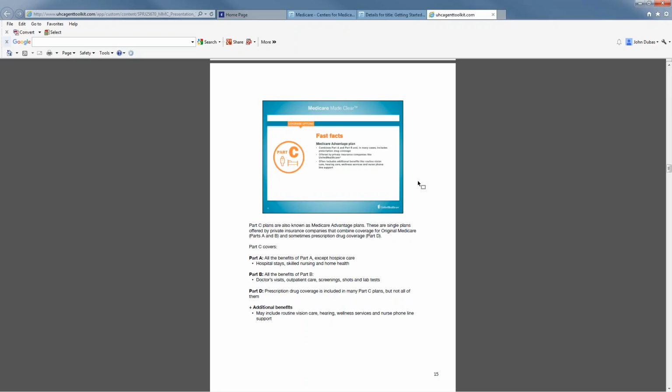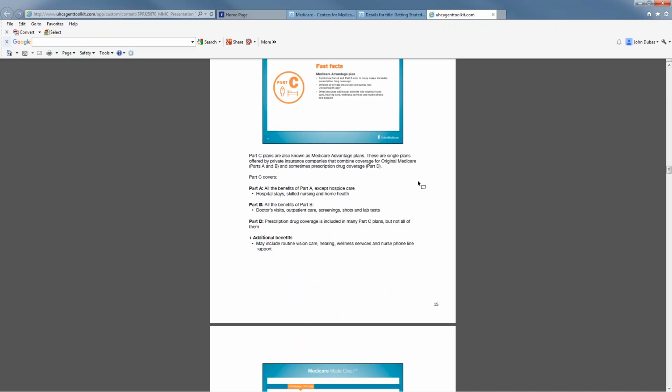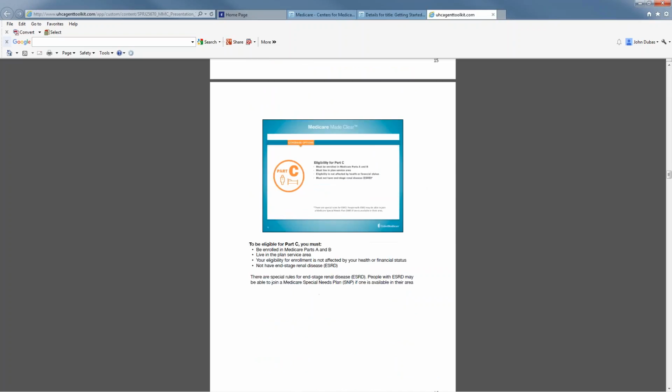Many of these programs will offer additional benefits such as routine eye care, vision care, hearing and wellness benefits, nurse health lines. Some of them even roll in a little bit of a health club benefit. To be eligible for this program, you have certain things you have to satisfy. You've got to have Parts A and B, so you're not opting out of Medicare. You are directing who is going to administer your benefits. You have to live in an area where the plan is approved to operate, so the plan service area is very important.